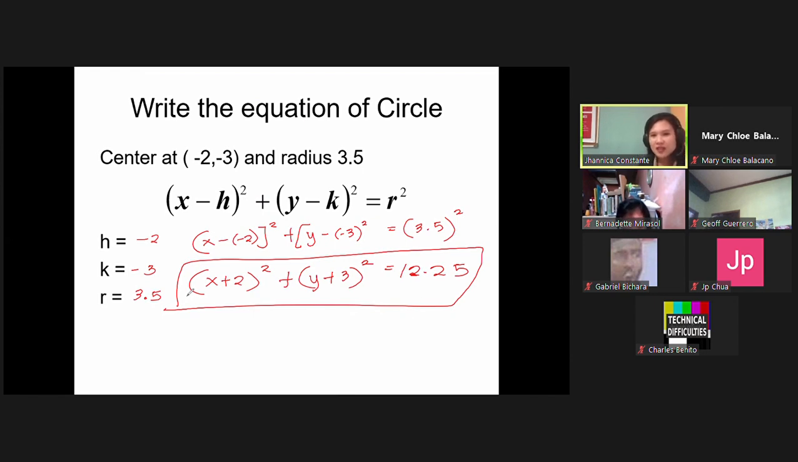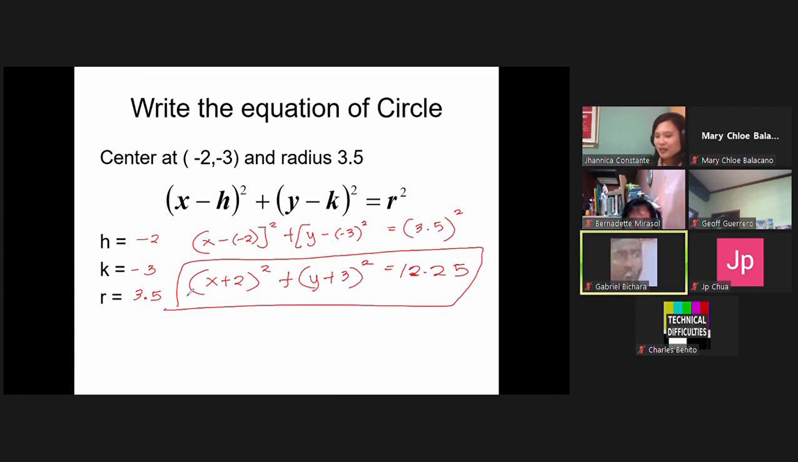Now, with this example, let's now try how to write the equation of a circle wherein the radius is not given.